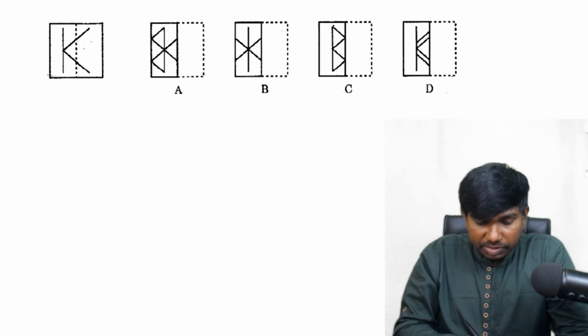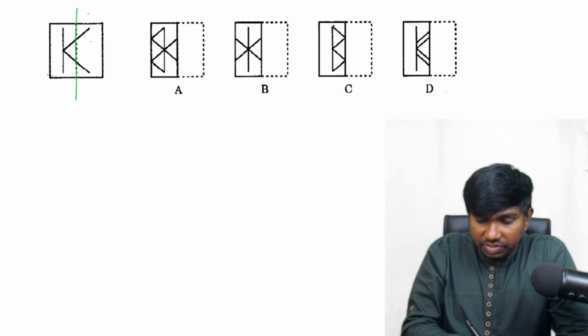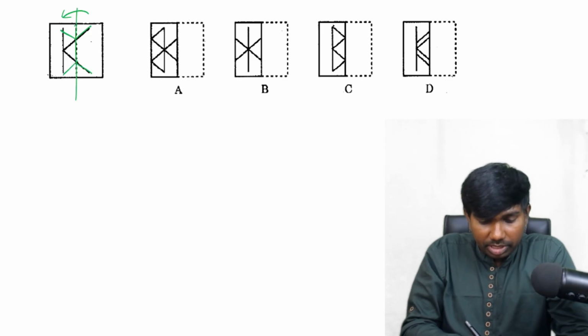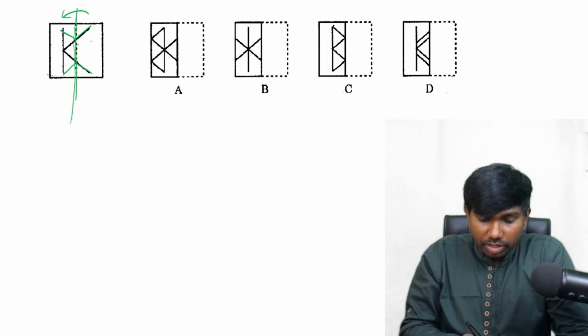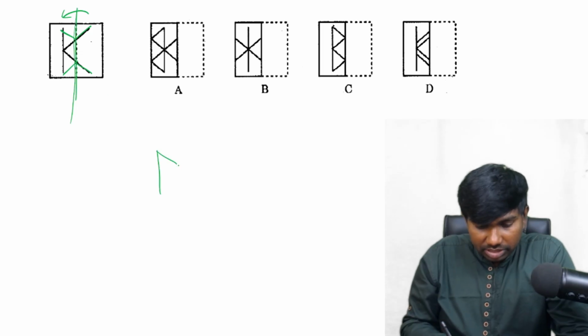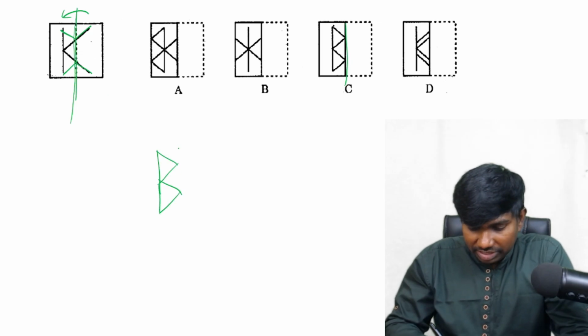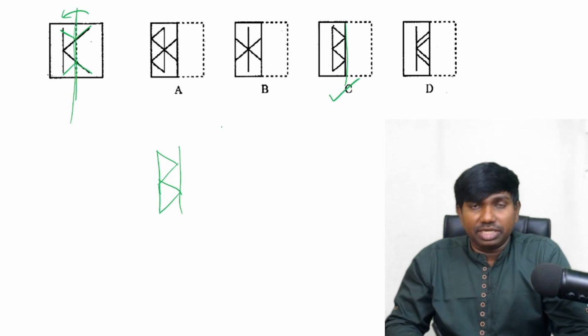Next part: the right side part is folded to the left side. So only this line will come here and this line will come here, right? Because this line will be the mirror now. So this will become just like a B shape, a B shape touching the vertices, touching the line. Option C is the answer.